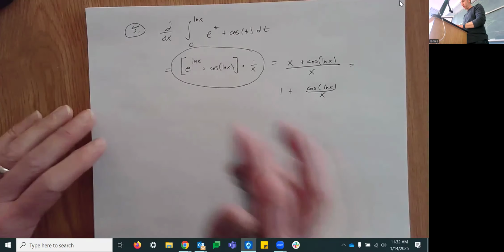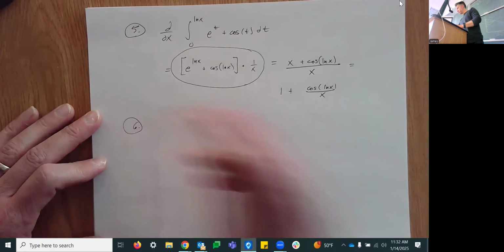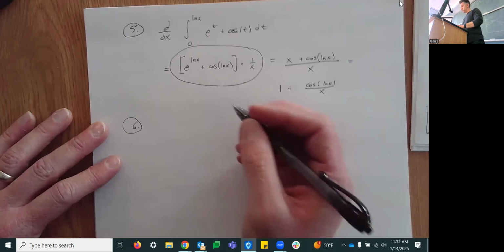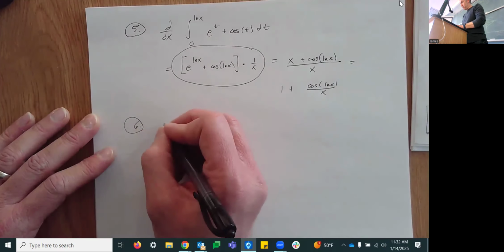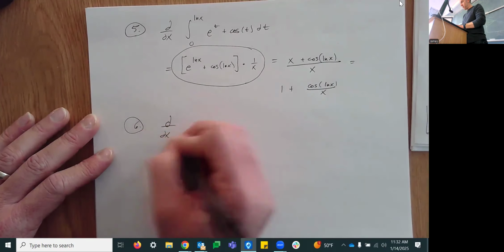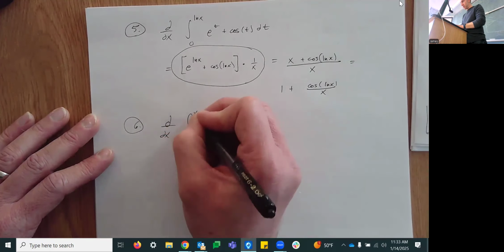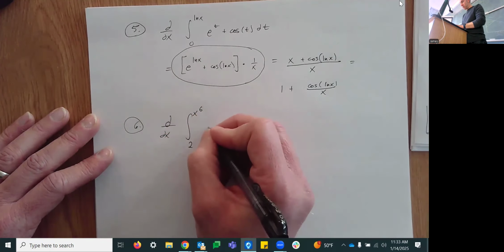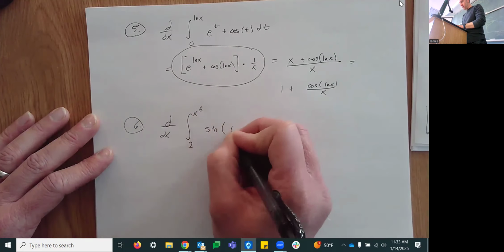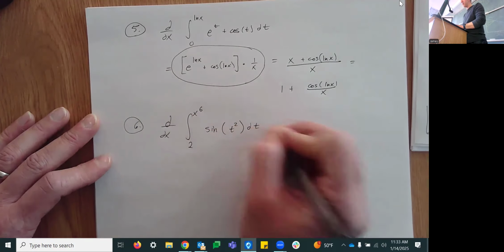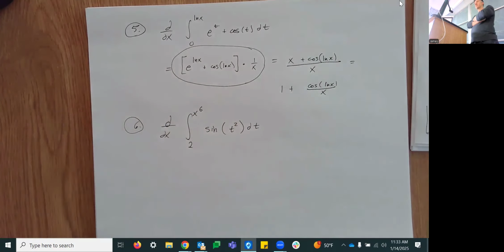Let me have you all try one here. Let's say we want to find the derivative of the integral from 2 to x to the 6th of sine of t squared dt. Do it. Give me 30 seconds.